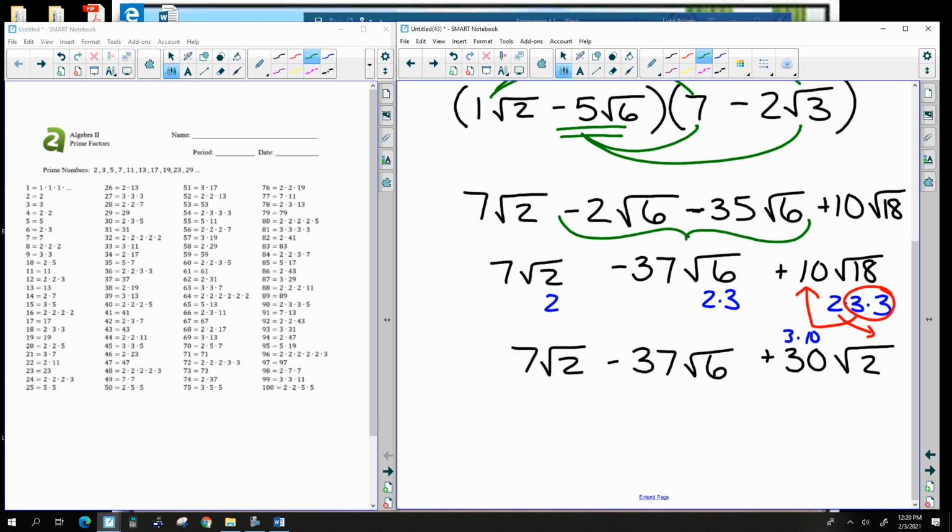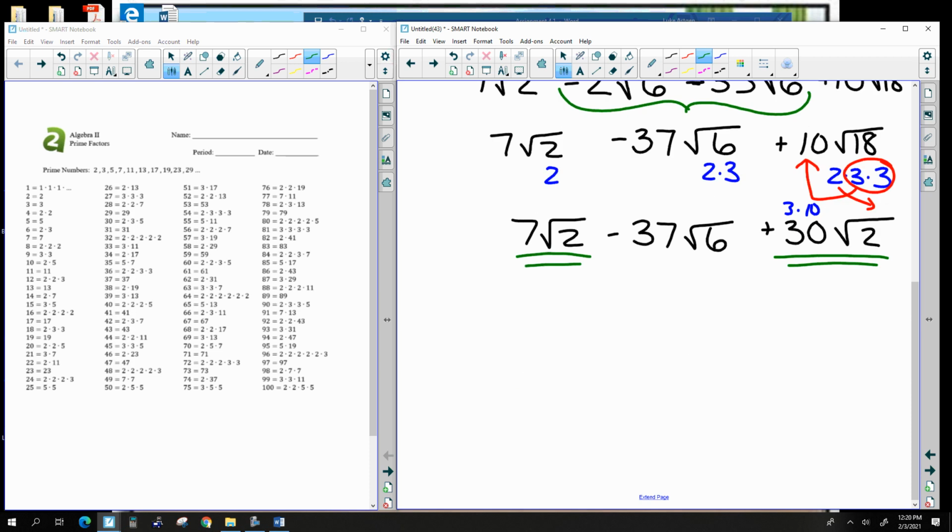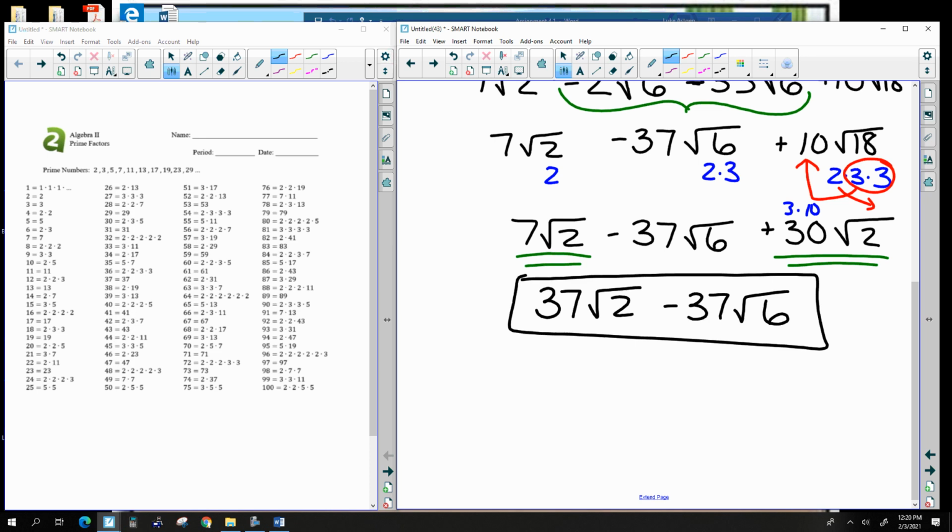What I notice now is I have some square root 2's. I'm able to add and subtract those things together. So they would add to be 37 square root 2. And then there's that negative 37 square root 6 just there.